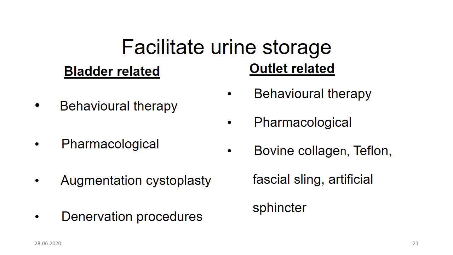Now we can look into the management to facilitate urine storage. Failure to store urine may be due to problems at the bladder level or at the outlet level. First, we can look into the bladder related dysfunction management. One is behavioral therapy. This is by giving education regarding the importance of drinking and voiding. Then timed voiding, drinking voiding catheterization schedule, etc.